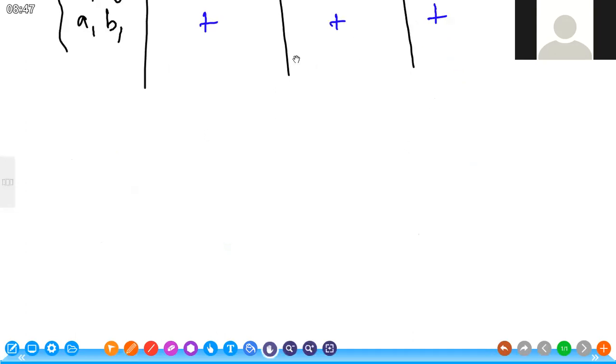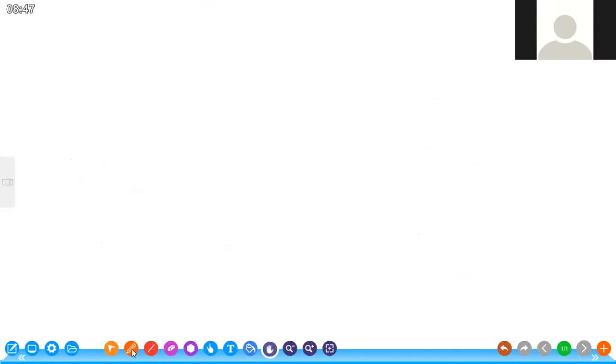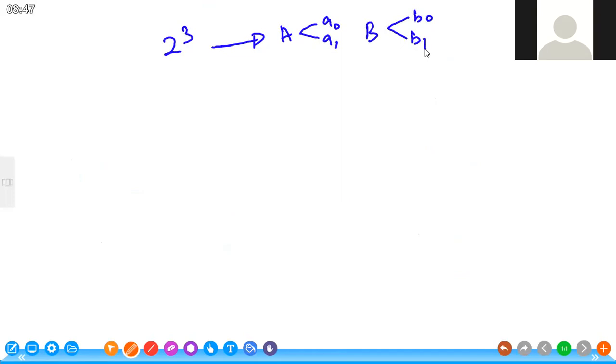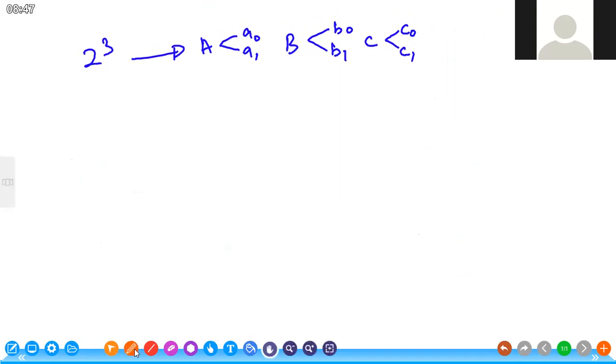Now, if you come to three factors, 2 to the power 3, for A you have A naught, A1. For B, you have B naught, B1. For C, you have C naught, C1. So we know that the values are minus, plus, minus, plus, minus, plus. So this is how it works.